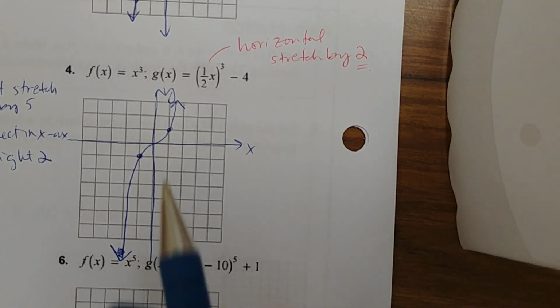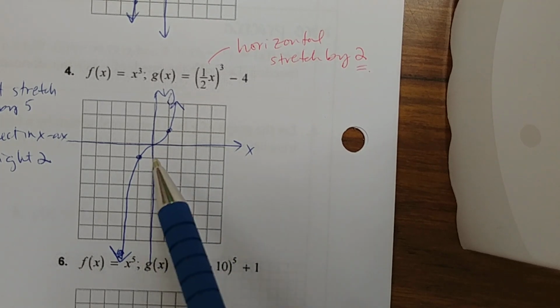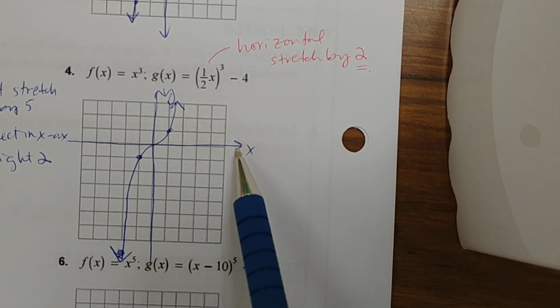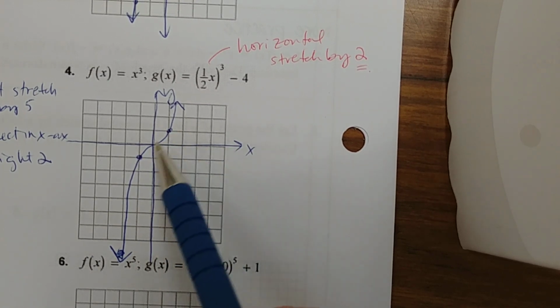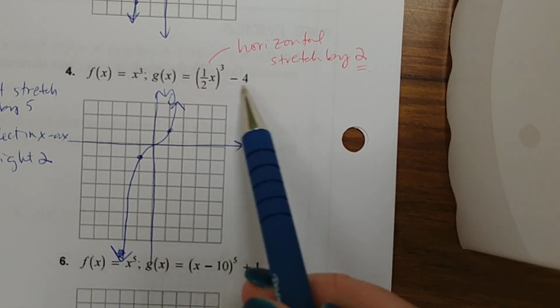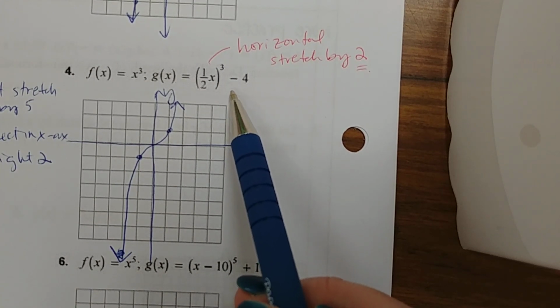So for number 4, already a cubic, which is nice and easy. I went ahead and graphed the parent function, but I slid the x-axis up a little bit. I can't see as much of this behavior, but I see more of this, and I know this is going to be a shift down 4, so I figured this will give us space to show that.